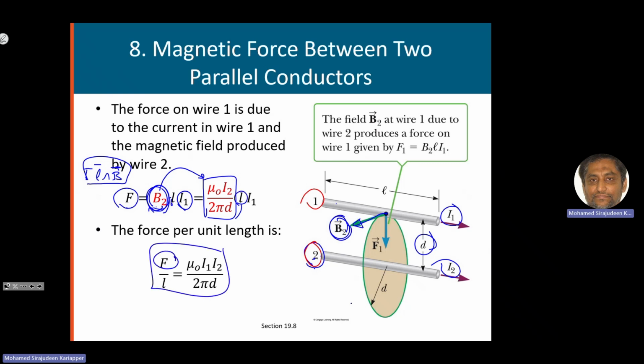Then finally we get this expression for the force. I brought this L to this side. So force per unit length, force divided by the length, is equal to mu 0 I1 I2 over 2 pi d.